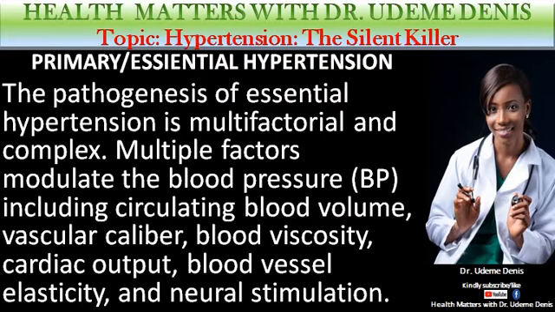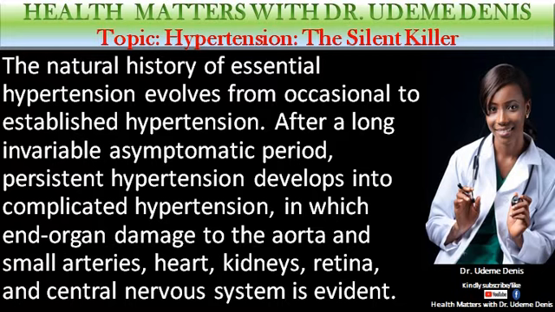The pathogenesis of essential hypertension is multifactorial and complex. Multiple factors modulate the blood pressure, including circulating blood volume, blood vessel elasticity, neural stimulation, etc. The natural history of essential hypertension evolves from occasional to established hypertension. After a long, invariably asymptomatic period, the persistent hypertension develops into complicated hypertension, in which end organ damage to the aorta, small arteries, heart, kidneys, retina, and central nervous system is evident.